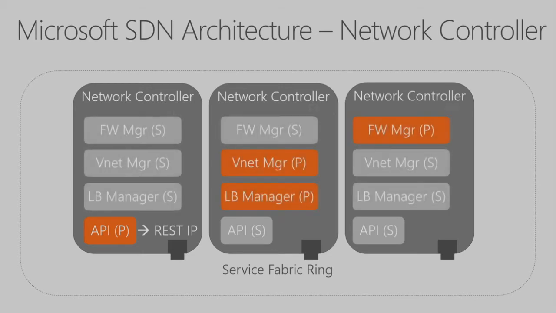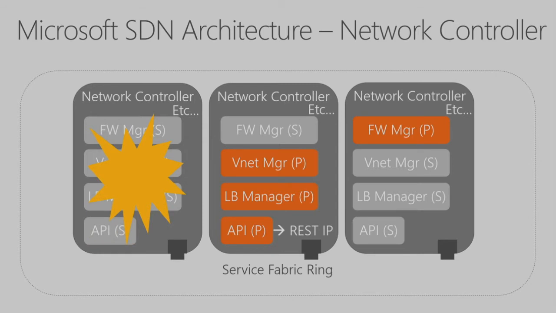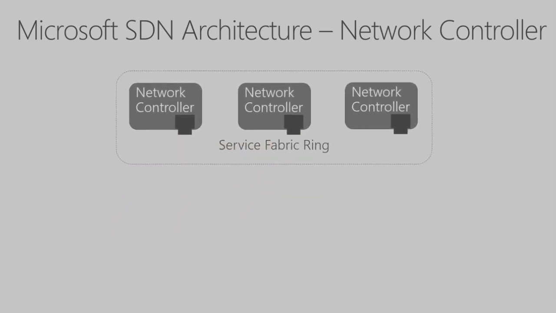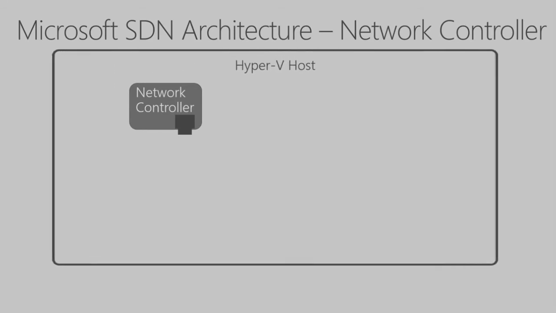There are a number of other services: load balancer manager, virtual network manager, firewall manager. These all work together to implement all the different functions. Even backup has its own microservice that runs on here. Everything is a microservice. And so if one host goes down, your other 2 network controllers will keep track of the fact, and they're all sending heartbeats to each other. If that one goes down, Service Fabric will automatically move that API service, make one of the standby ones primary, and move the REST IP, so your network controller will continue to run.